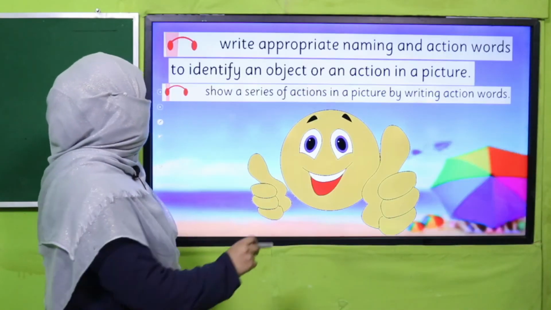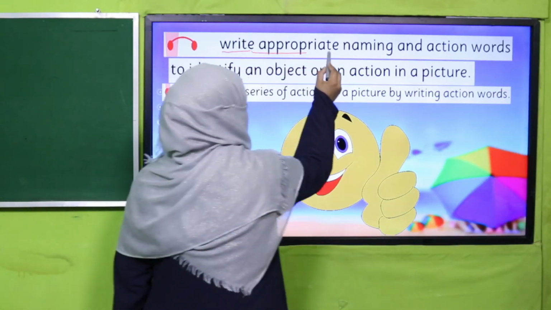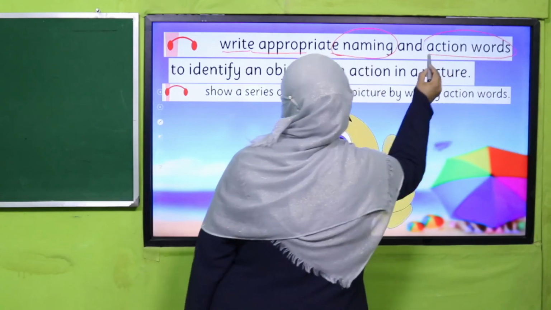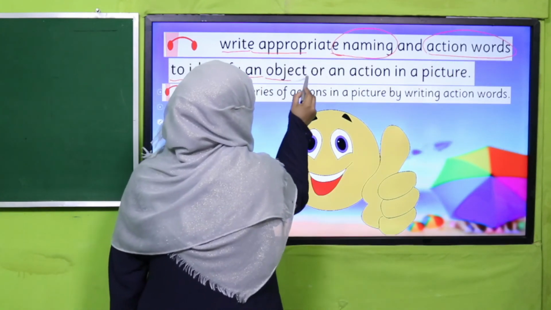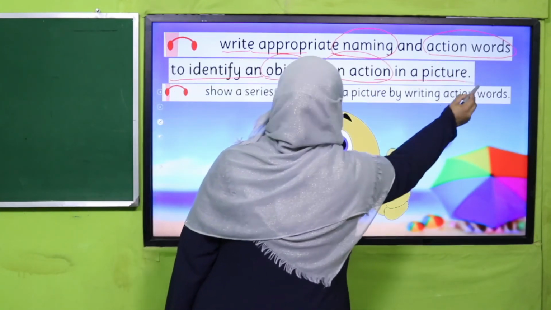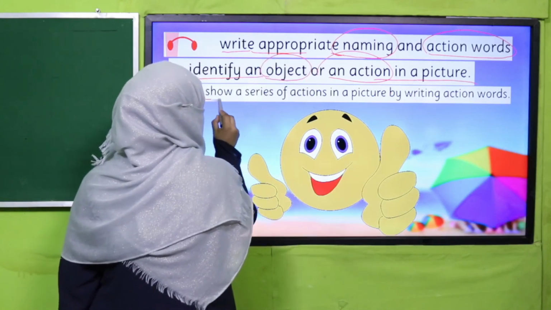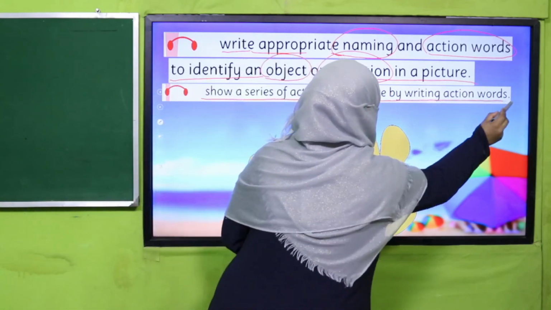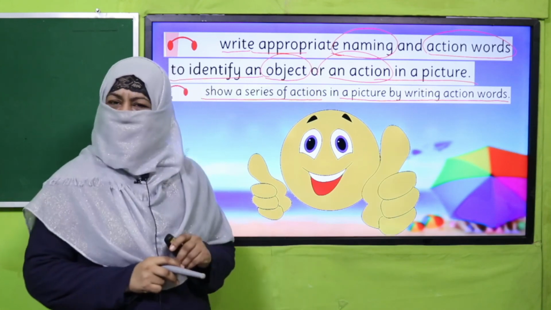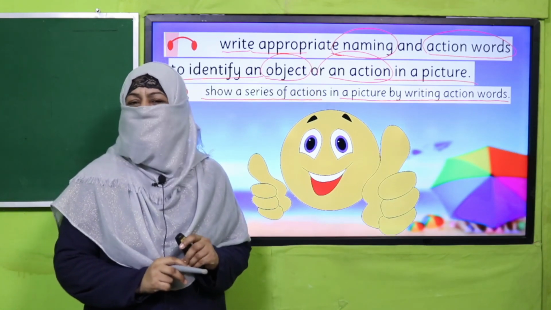So what we have learned today, we learned to write appropriate naming and action words to identify an object or an action in a picture. And we also learned to show a series of action in a picture by writing action words. Are we done with it? Yes. So that's it for today.